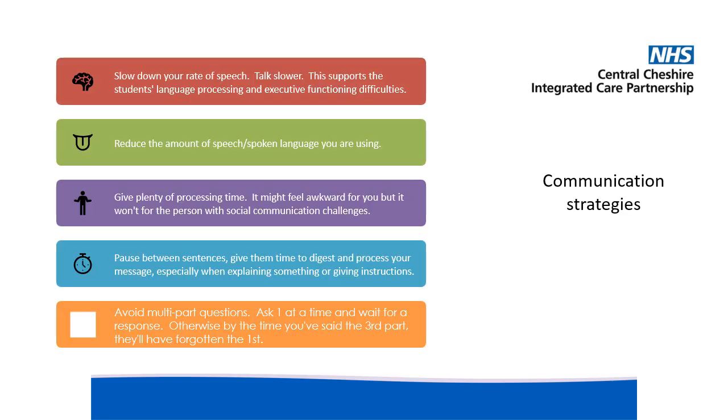We're now going to consider some communication strategies that may be helpful in supporting students and young people with social communication challenges. Please slow down your rate of speech. Talk slower. This supports the student's language processing and executive functioning difficulties. Reduce the amount of speech or spoken language you are using. Give plenty of processing time. It might feel awkward for you, but it won't for the person with social communication challenges.